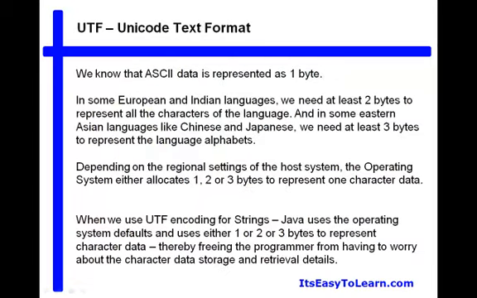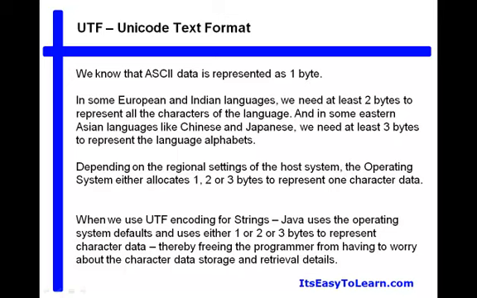So what is UTF? We know that ASCII data is represented as 1 byte, but in some European and Indian languages, we need at least 2 bytes to represent all the characters of the language. And in some Eastern Asian languages like Chinese, Japanese, and Korean, we need at least 3 bytes to represent the language alphabets. So depending on the regional settings of the host system, the operating system either allocates 1, 2, or 3 bytes to represent one character data.